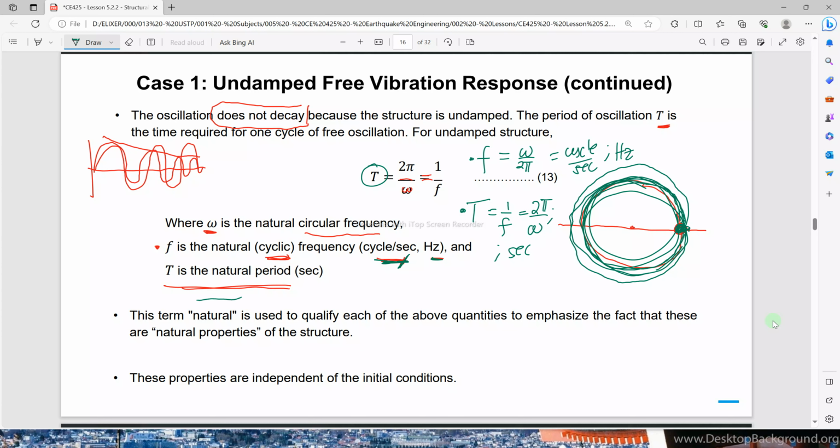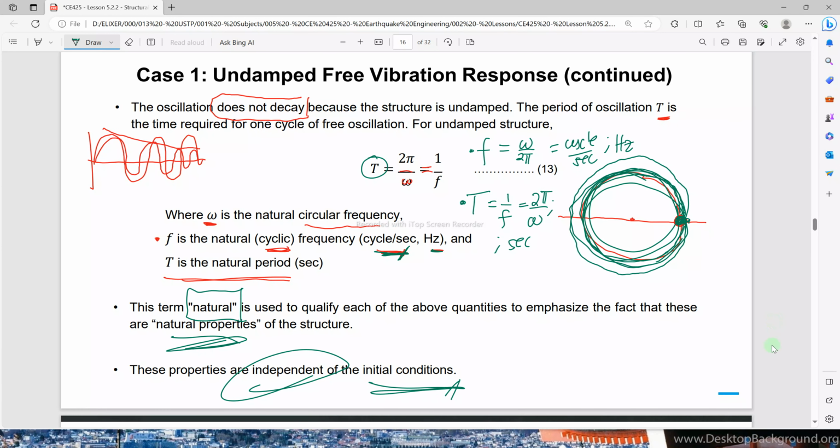So the term natural is used to qualify each of the above quantities to emphasize the fact that these are natural properties of the structure, regardless of whether there is an applied force or a damping mechanism in the structure. So these properties are independent of the initial condition. Regardless of what your initial displacement or velocity is, the natural properties will be the same for the material.